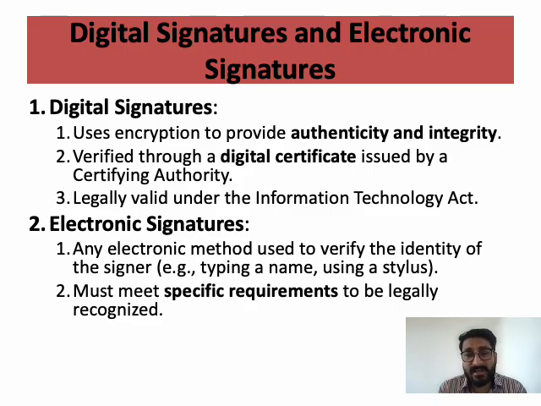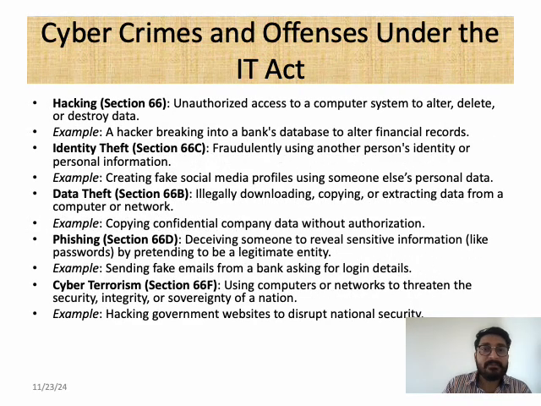And then we have the electronic signature. An electronic signature is something anyone can put. It is any electronic method used to verify the identity of the signer, like typing a name or using a stylus, and it must meet specific requirements to be legally recognized. Like we can sign on pen and paper, crop it, and put it in any document, and that would be recognized as an electronic signature. So we have to have clarity on these two distinctions, what a digital signature is and what an electronic signature is. Now the most important thing, cybercrime offenses under the Information Technology Act.